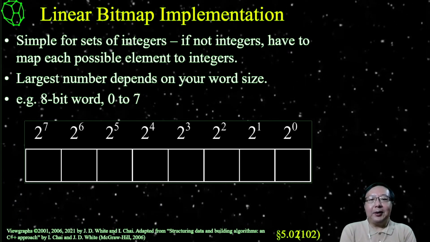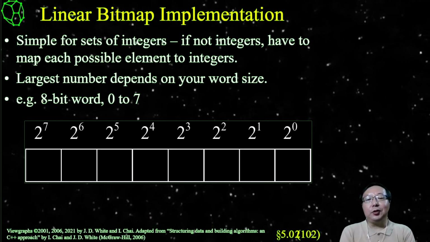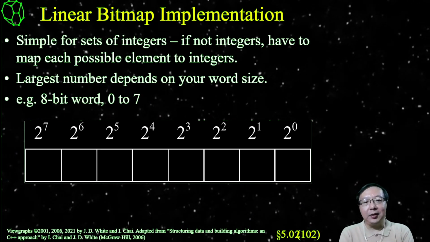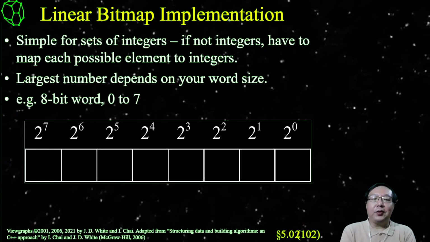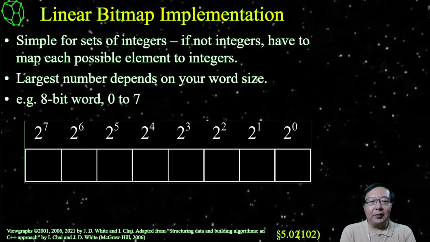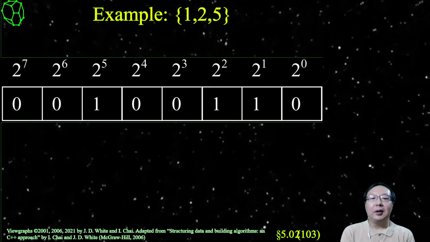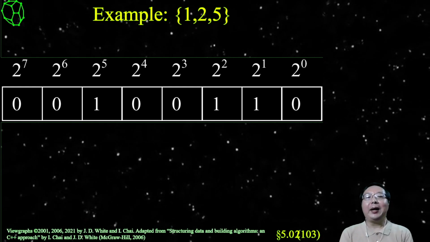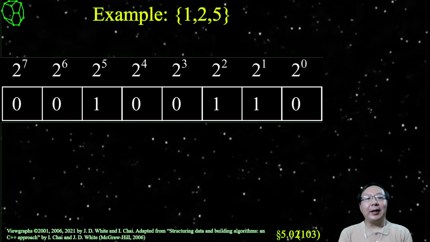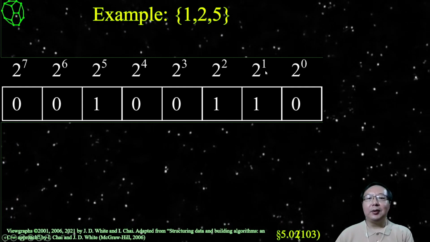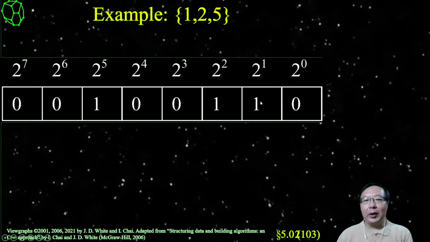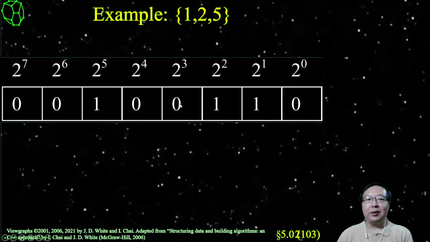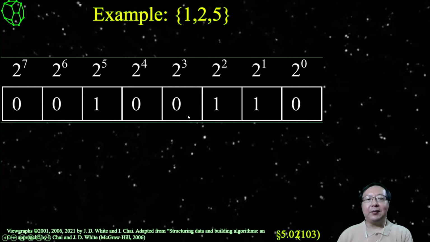So the largest number depends on your word size. If it's 32 bits, then you can go from 0 to 31. If it's 64 bits, then you can go from 0 to 63. So we're just going to do this for an 8-bit, 1 byte thing, so it goes from 0 to 7. Essentially you look at the binary and you put 1 where the item is in the set. So this one shows that I have 1, 2, and 5 in the set, and I don't have 0, 3, 4, 6, and 7.